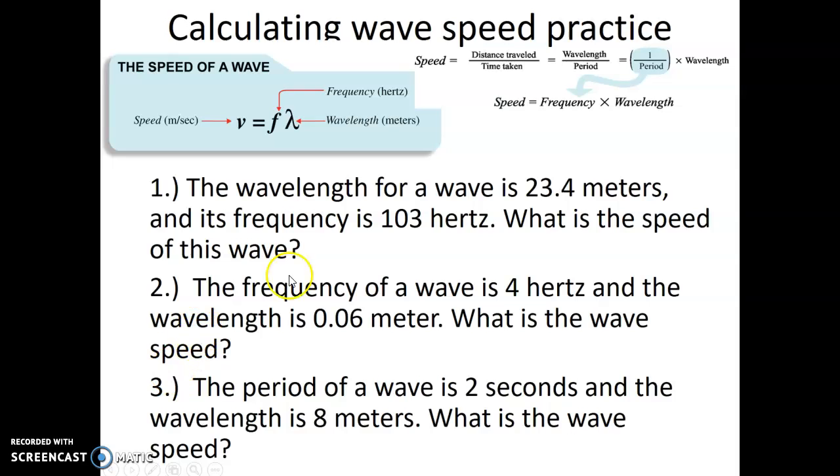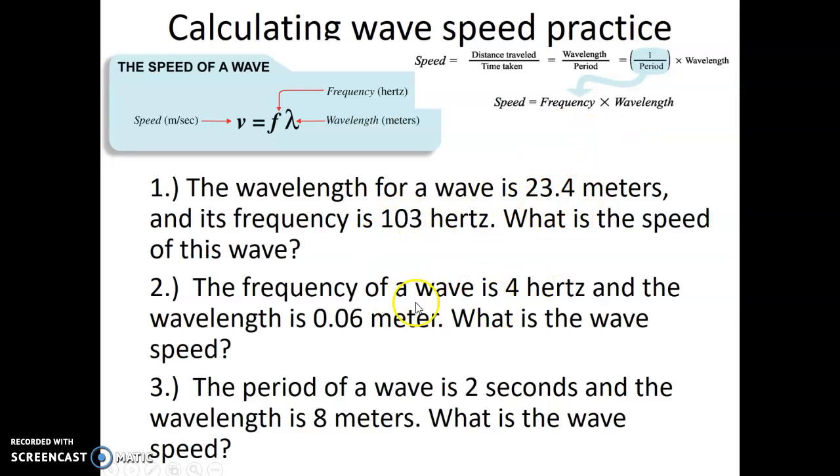Number 2 says the frequency of a wave is 4 hertz. Remember, the frequency is 4 hertz, which is telling you that there's 4 cycles in a 1 second time period, and the length of one cycle is 0.06 meters. What is the speed of the wave? So remember, speed of the wave is frequency times wavelength. Your frequency in this case is 4 hertz times a distance of 0.06 meters, which gives you a speed of a wave of 0.24 meters per second.